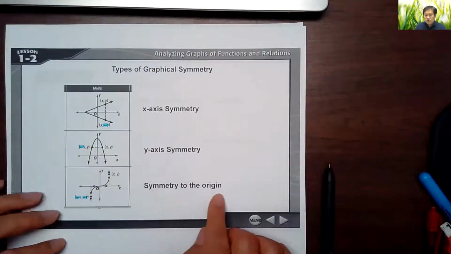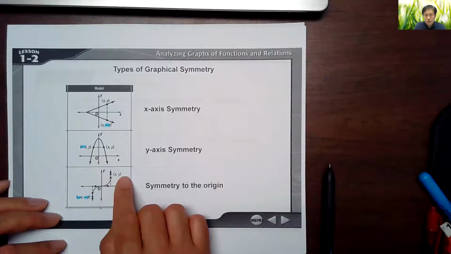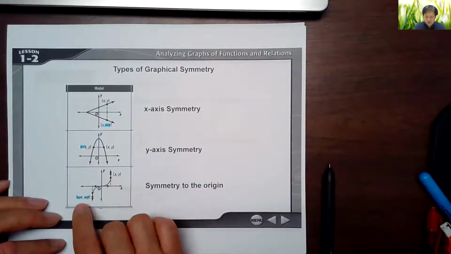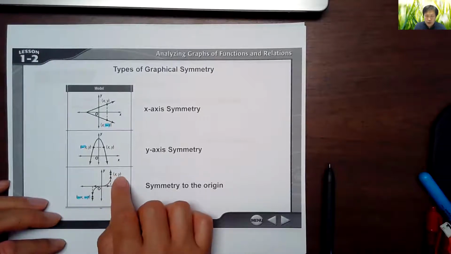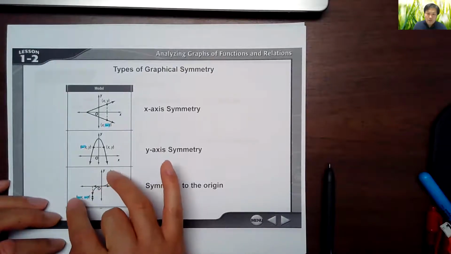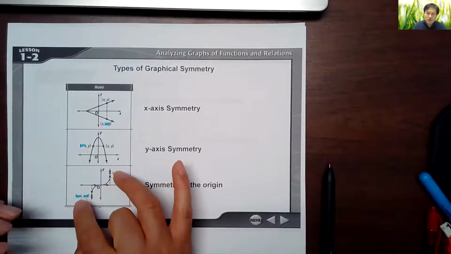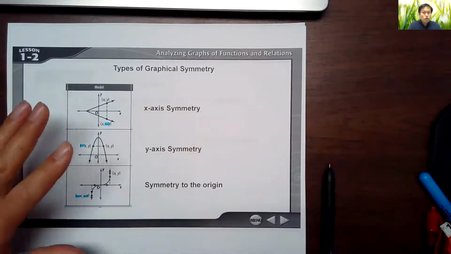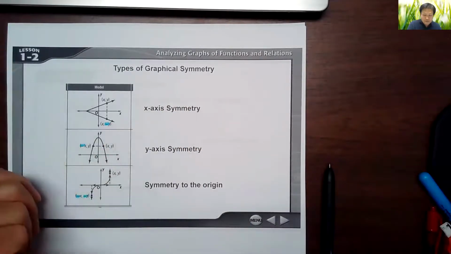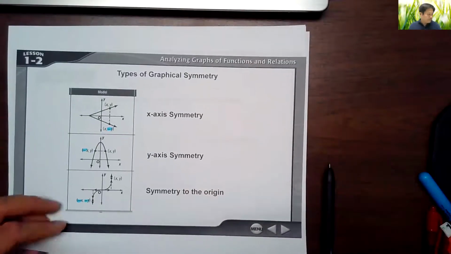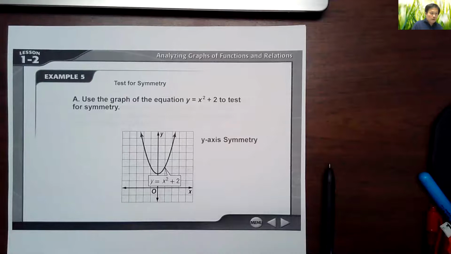Okay, symmetric to the origin: for x and y, you will have opposite signs for both. If you have x, you should have -x. If you have y, you should have -y, which means there have to be matching points with different signs for both x and y all the time. This information you do need to memorize, and we will get to use this later in problems.